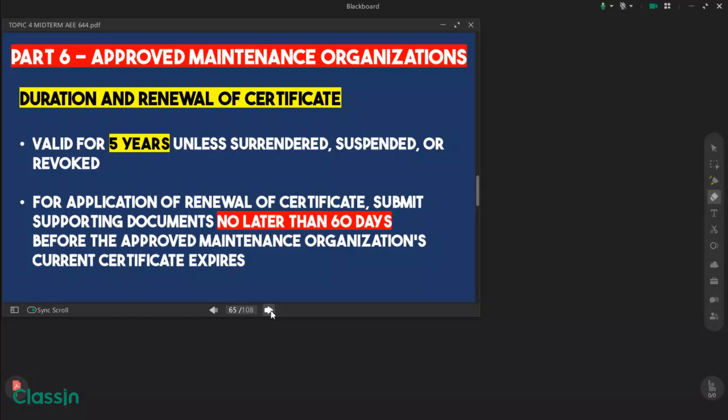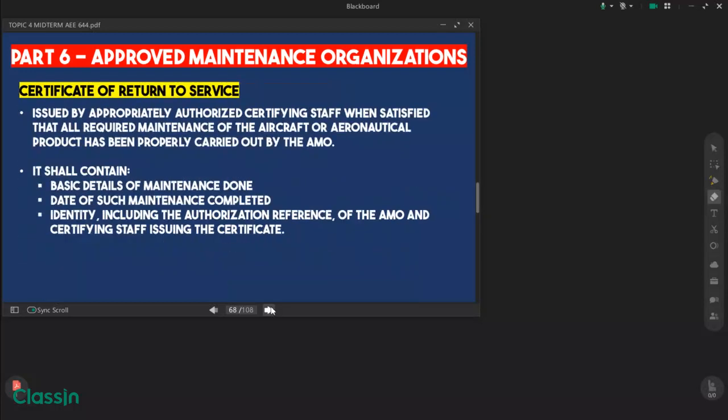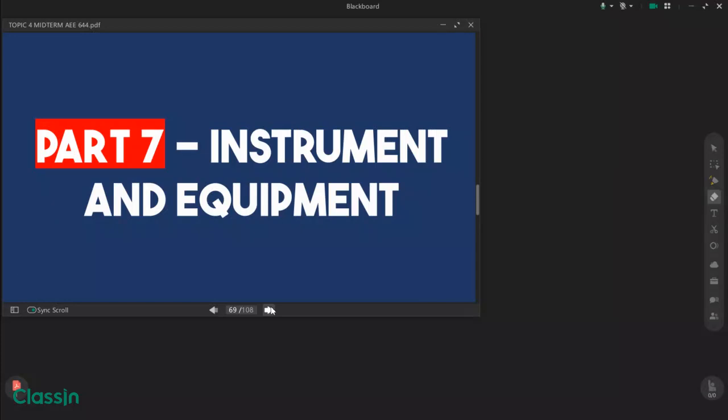So, the validity or the duration of the AMO is valid for 5 years po siya. Okay? So, 5 years lang po yung validation. So, for application of renewal, pag magre-renew na kayo, submit supporting documents no later than 60 days before the AMO's current certificate expires. So, dapat before 2 months, makapag-application na kayo ng renewal. Okay? So, important.